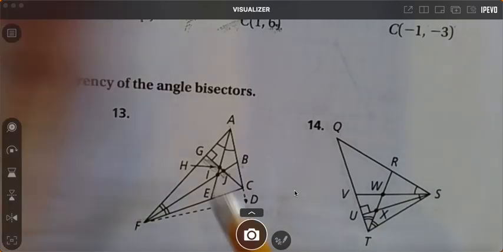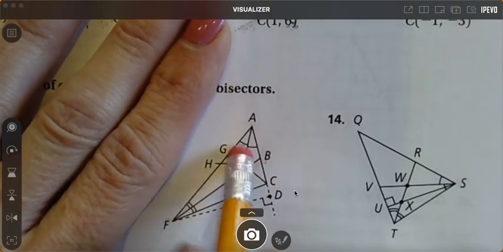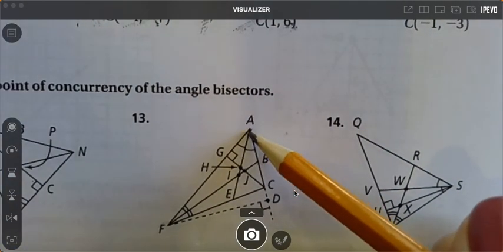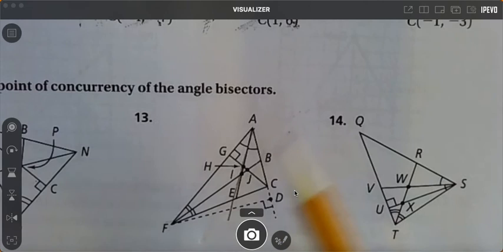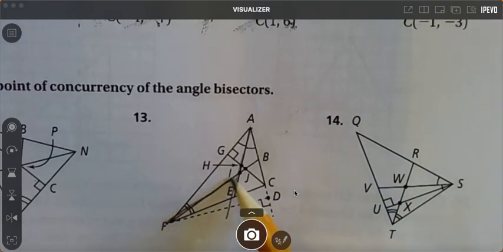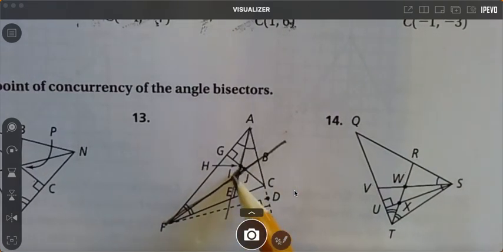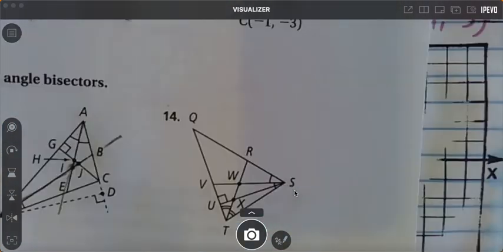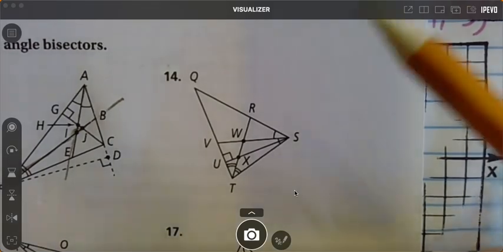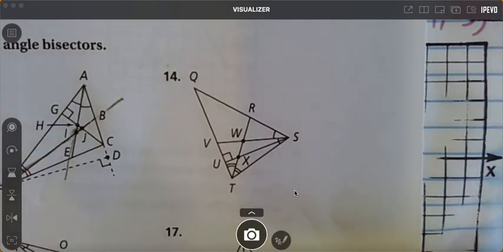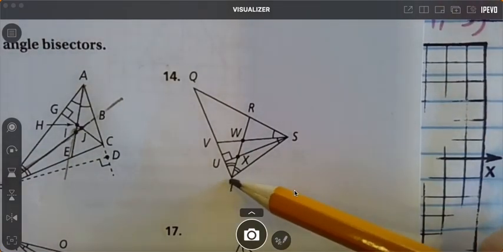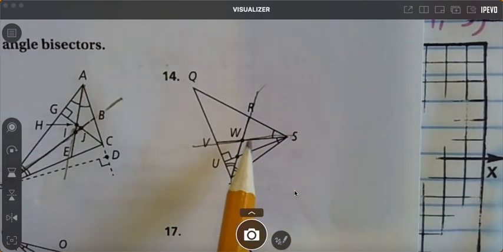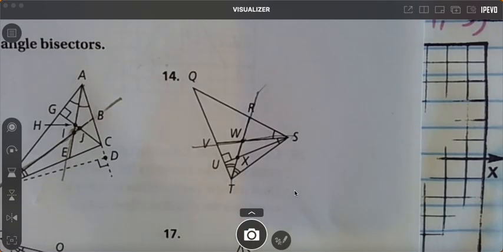But that's not I, that's G. Hold on. That one has the angle bisector. That's going to be I. And then this one has the angle bisector, which is also what? I. That's why. I didn't mean to say G. Okay. Number 14. Where are your angle bisectors? Okay. So it looks like it could be this line right here and then this line right here. And where do they meet at? W. Okay. Are we getting that?